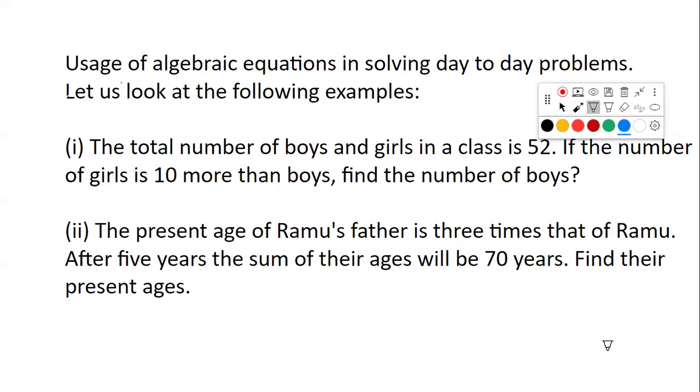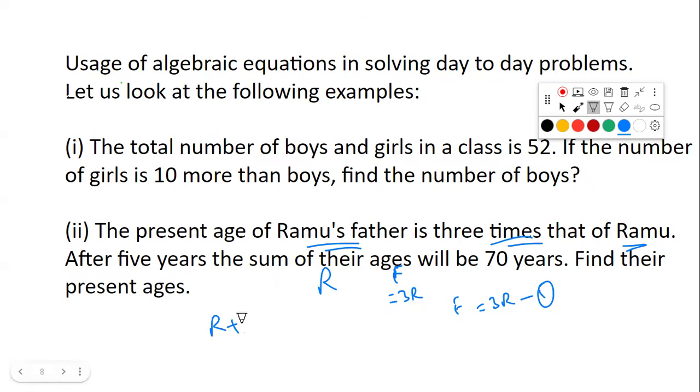So how do you start with this? Again, I have to declare some variables. Let Ramu's present age be R and father's present age be F. You know the present age of Ramu's father is 3 times that of Ramu, so F is equal to 3R itself is an equation for you. F is equal to 3R, because Ramu's father is 3 times Ramu.